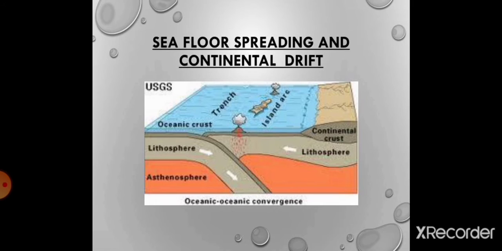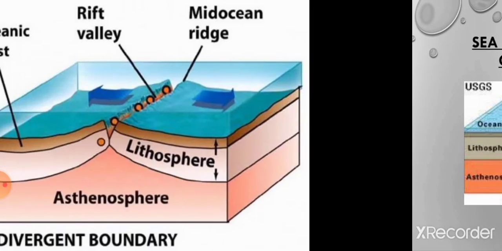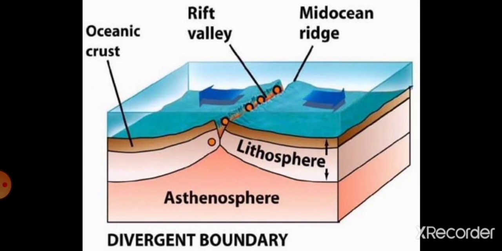Now the two plates meet at a plate boundary. There are 3 types of plate boundary since there are 3 ways that plates can meet. Plates can move away from each other, they can move towards each other, finally they can slide past each other. So the 3 types of plate boundaries are divergent, convergent and transform. So the first one is divergent boundary.